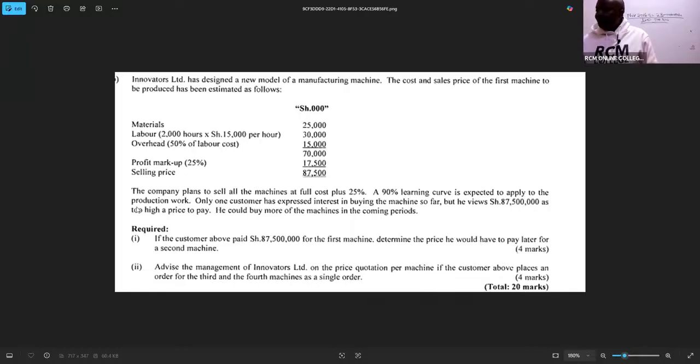Ladies and gentlemen, this question is straightforward. What a good student is supposed to know is that learning curve is only applicable to labor. There will be no learning curve for materials. There will be no learning curve for overheads. Of course, overheads will be dependent on the labor, but you know that we shall be using learning curves to estimate the labor cost.